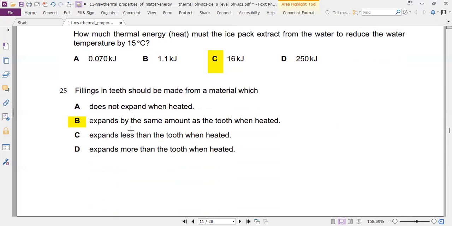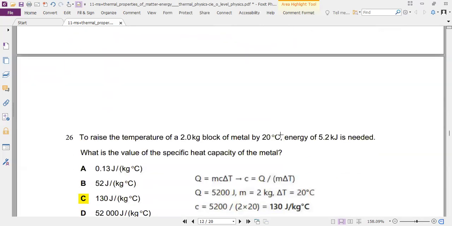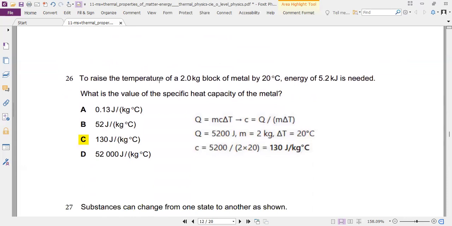Teeth fillings should be made from something that expands the same amount as the tooth, otherwise it will fall out when it's cooled. So specific heat capacity, small c needs calculating, rearrange the formula, put the values and get the answer.